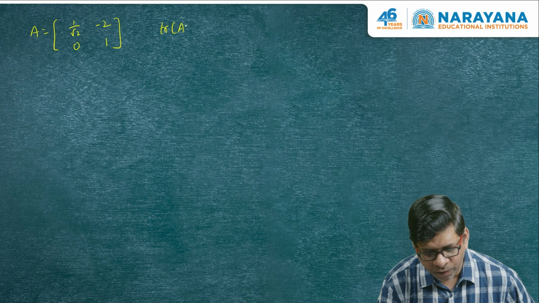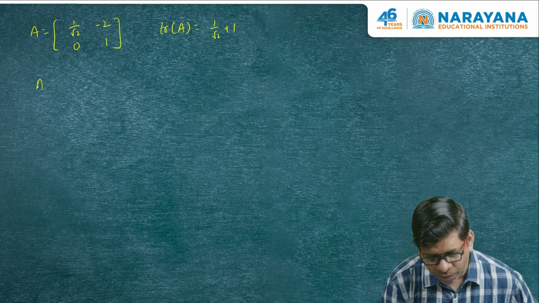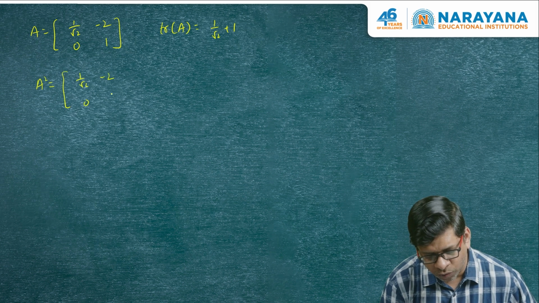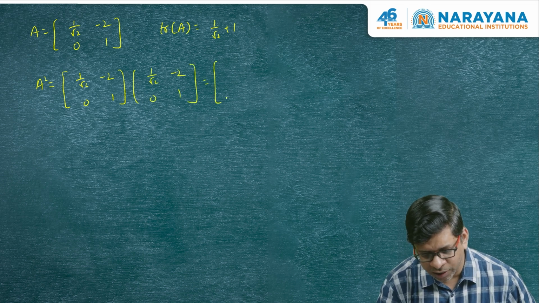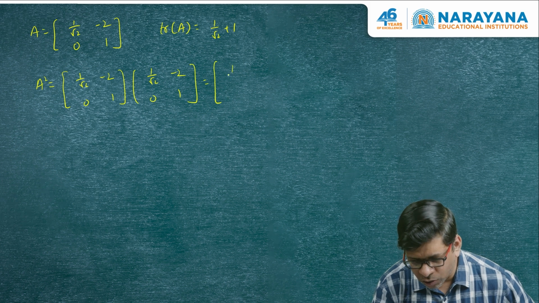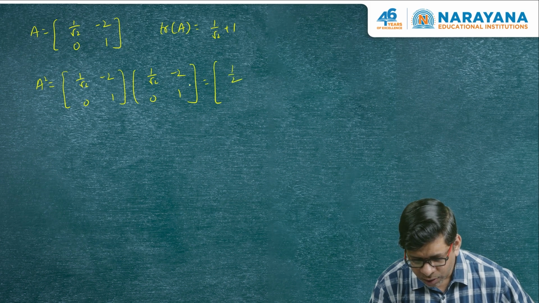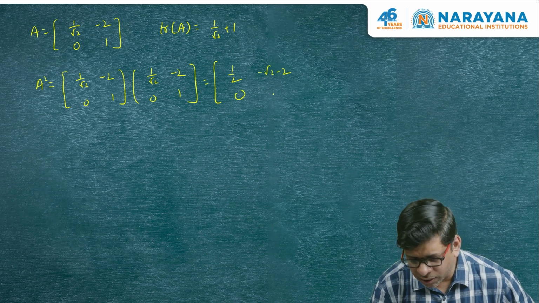So what is trace of A here? 1 by root 2 plus 1. If you find A square, 1 by root 2 minus 2, 0, 1 multiplied with 1 by root 2 minus 2, 0, 1. Calculate how much we get. 1 by 2 plus 0. Then minus root 2 minus 2. Then 0 plus 0 and this 1.